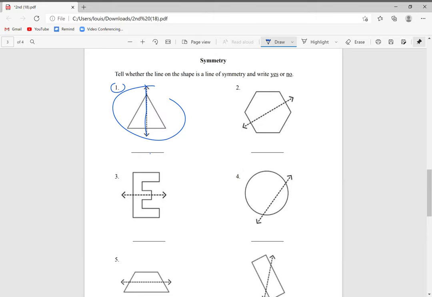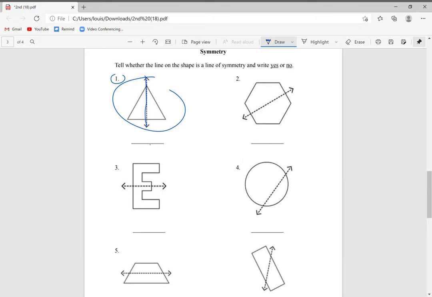It would need to be the exact same side. So if I were to fold this, let's say I were to fold it right over there, I would get this shape. It's not a perfect shape, but it would be the exact replica of this shape. So, for this one, you would write yes, the line on the shape is the line of symmetry.